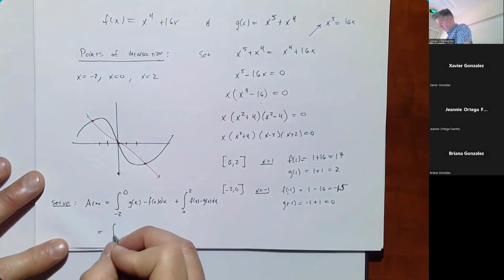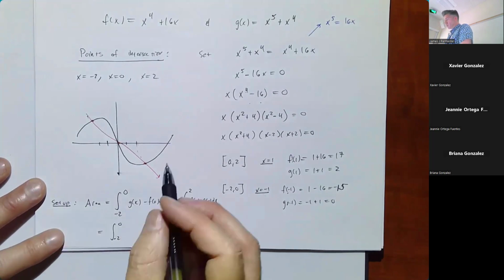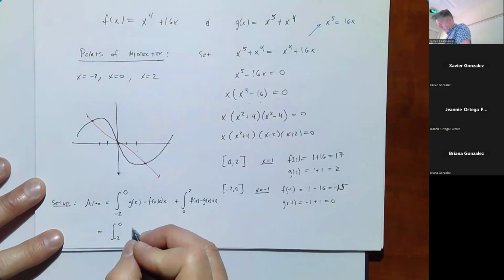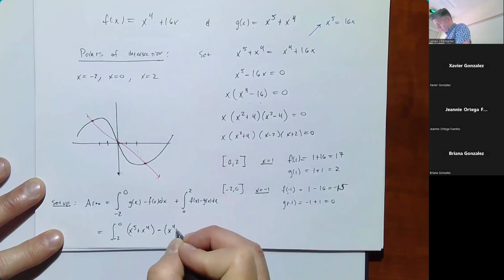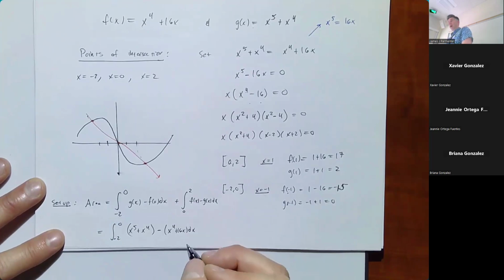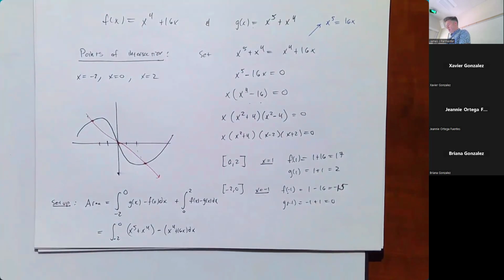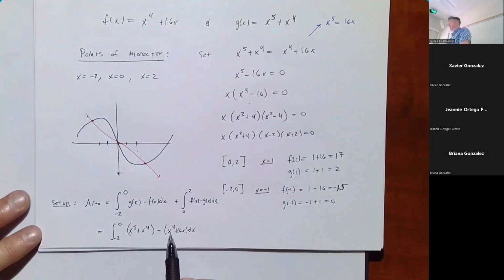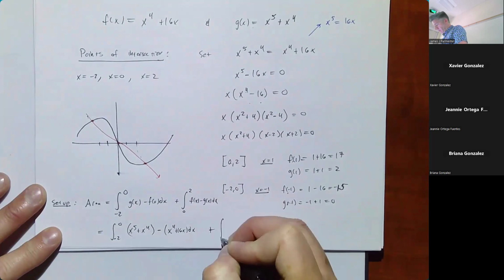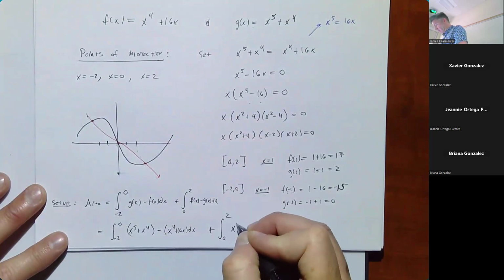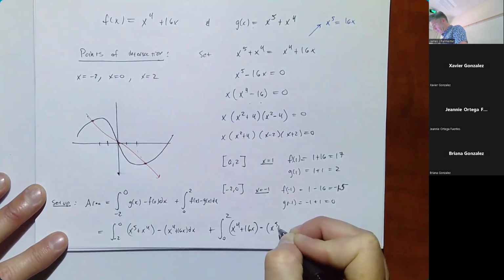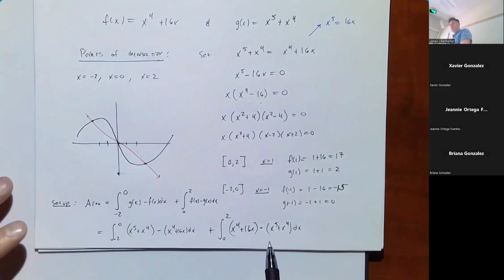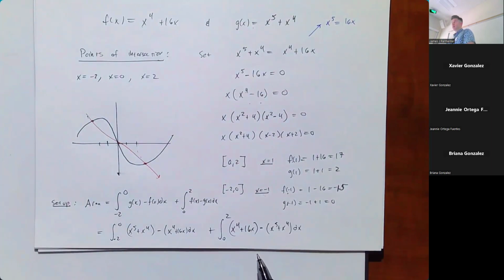So this is going to be the integral from negative 2 to 0 of g of x minus f of x. So x to the 5th plus x to the 4th minus x to the 4th plus 16x. If you were actually completing this problem, you would simplify that and write that as just x to the 5th minus 16x, plus the integral from 0 to 2 of the reverse subtraction, x to the 4th plus 16x minus x to the 5th plus x to the 4th, which would simplify as just 16x minus x to the 5th. And if you subtract things in the opposite order, you should just get the negative of the thing you had before.